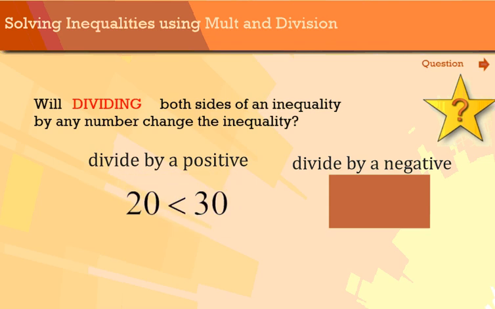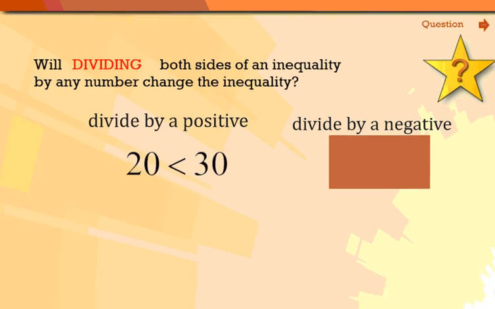So let's start by taking a true statement. 20 is less than 30. 20 is to the left of 30. That is true. Let's divide both sides by a positive 10. If I divide both sides by a positive 10, I get 2 is less than 3. Is that still a true statement? Yes, it is. So if I divide by a positive, I don't need to do anything because the signs of the numbers didn't change, so the sign of the inequality doesn't need to change.